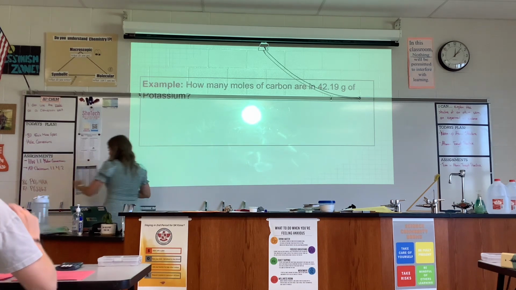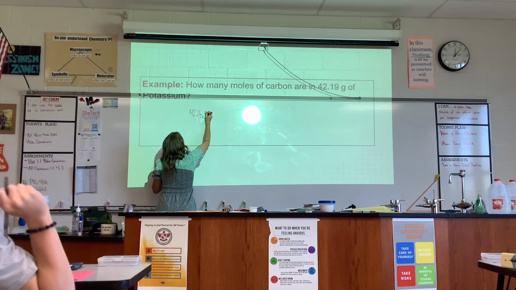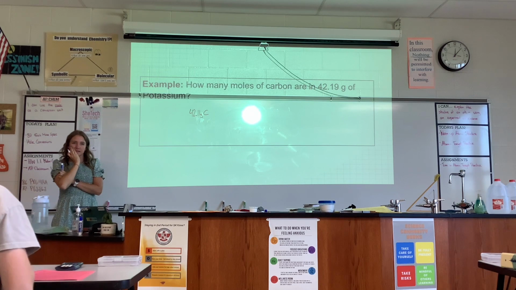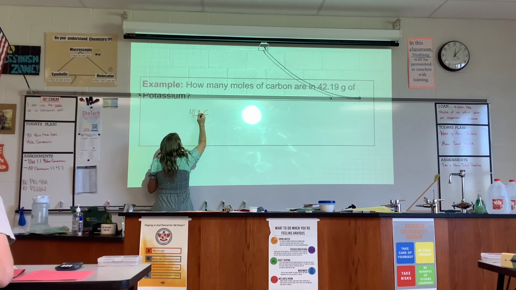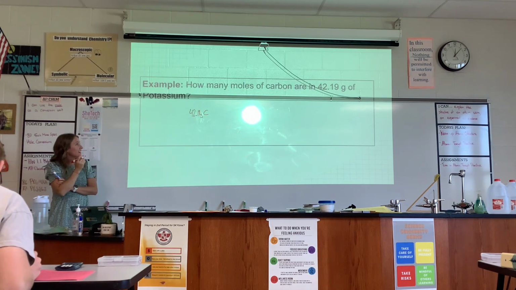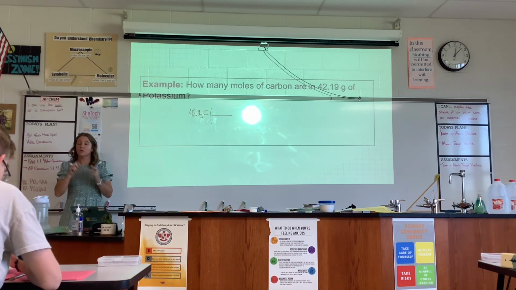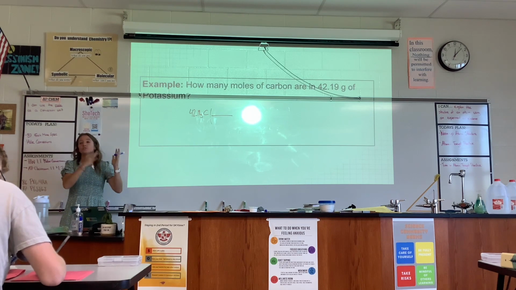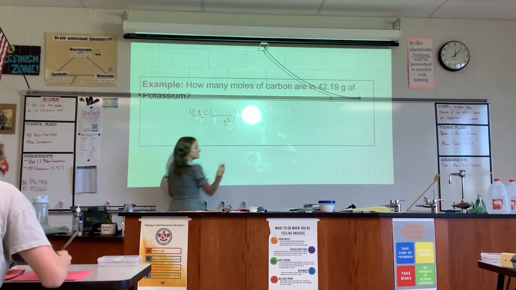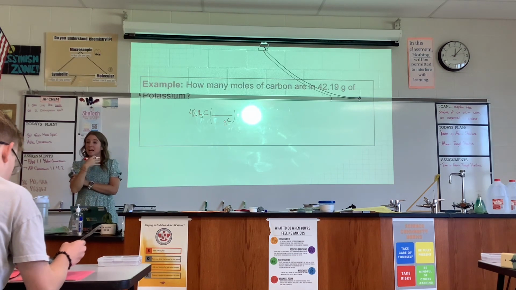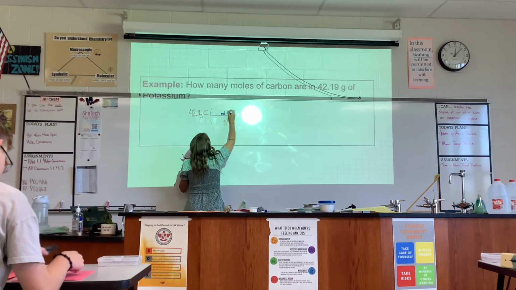All right, so I start with what I know. The thing that I know is I have 42.19 grams of carbon. Just like before, start with what you know. Some of you are looking really silly. I want to change this into what unit? The mole. So the pattern is the same. Whatever unit I'm in should be the unit on the bottom of the fraction. So grams of carbon goes down there. The unit I'm changing into should go on the top. So I want to go to moles of carbon.